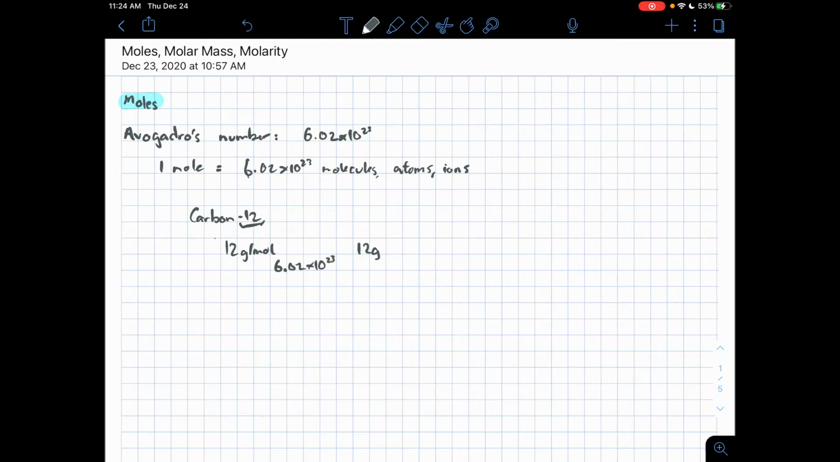Now this doesn't just apply to carbon. Water, H2O, has a molar mass of roughly 18 grams per mole. So if you had a sample of water that's 18 grams, then there would be 6.02 times 10 to the 23 molecules of water.